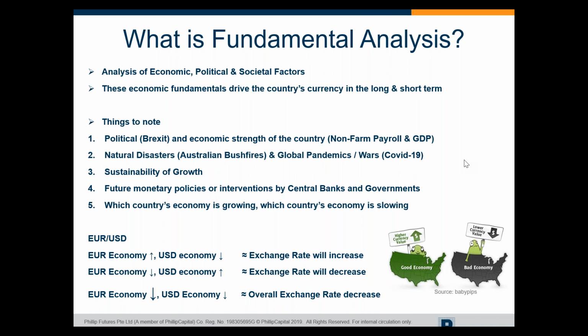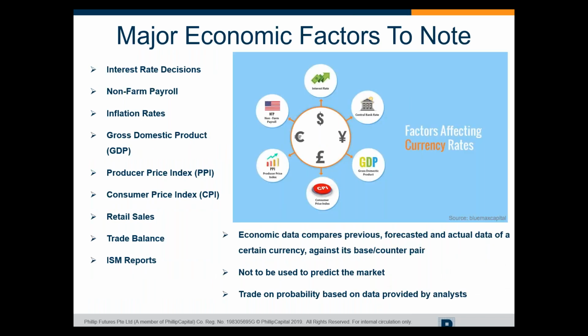The last scenario, if let's say both economies are slowing down, but the euro economy is slowing down faster than the US economy, therefore we will overall see the exchange rate decrease because we see the euro drop against the US dollar, or the US dollar would not be dropping as fast as the euro economy. So some of the major economic factors to take note. These are a few things that will definitely affect currency and things that you should look out for.